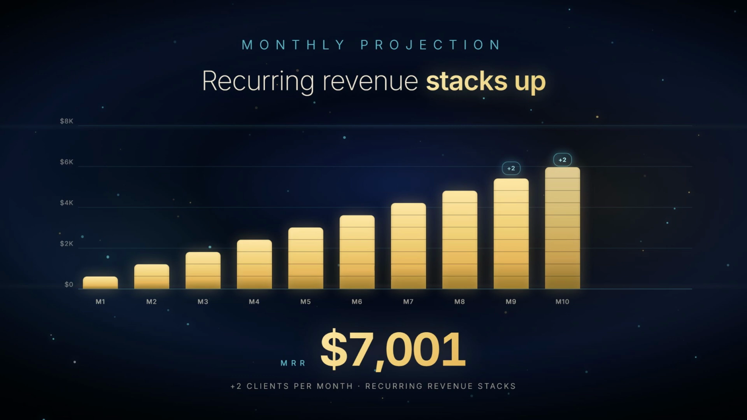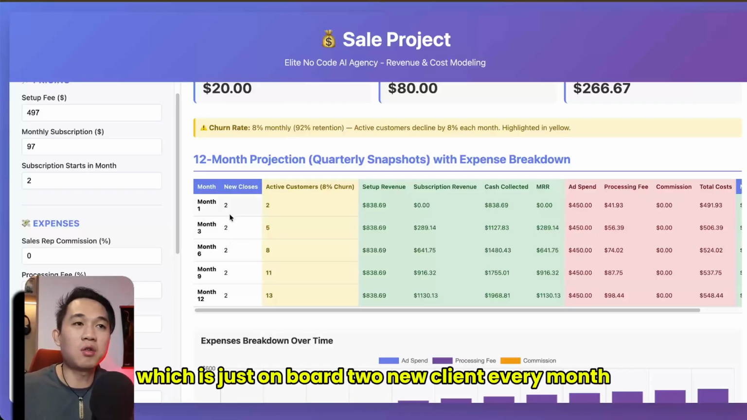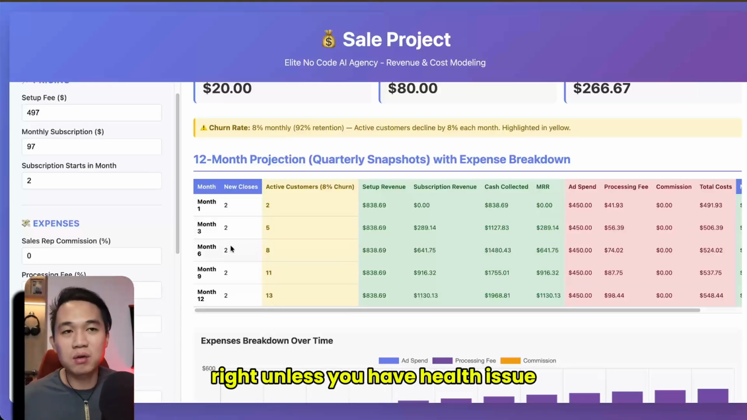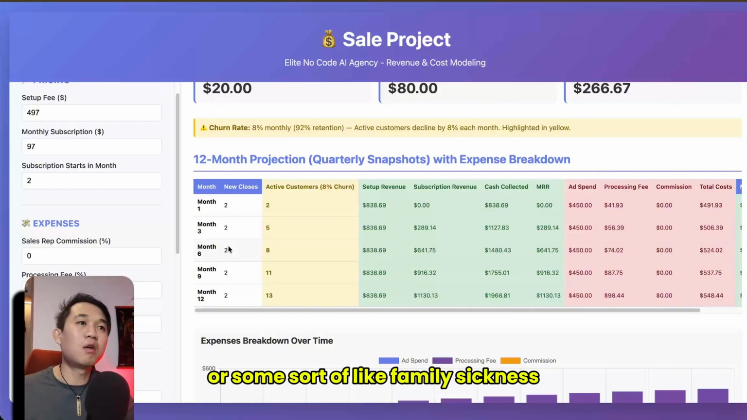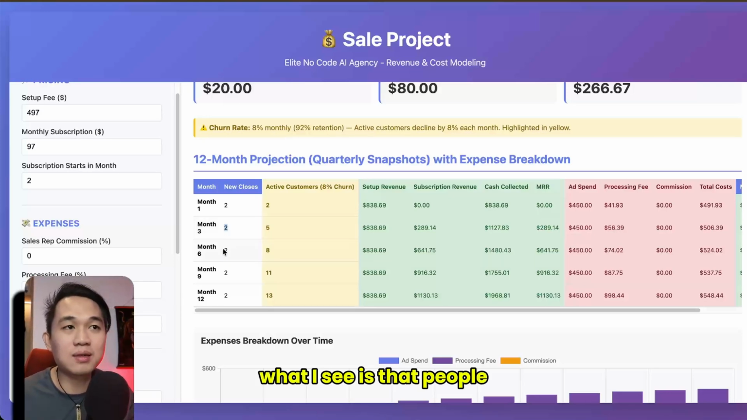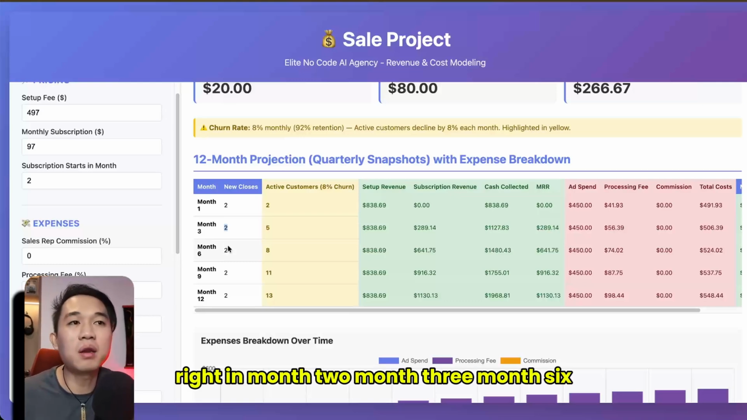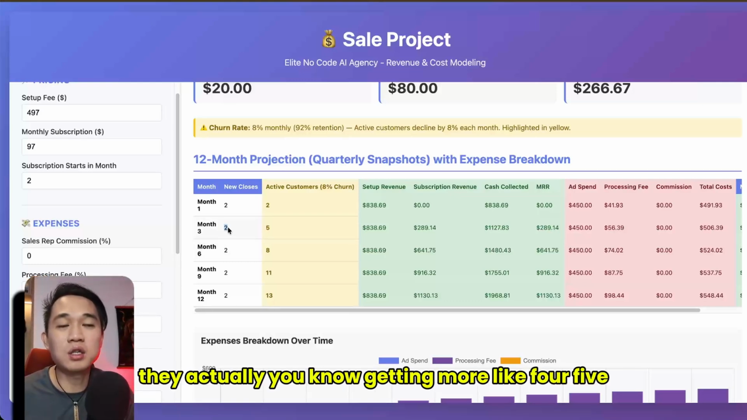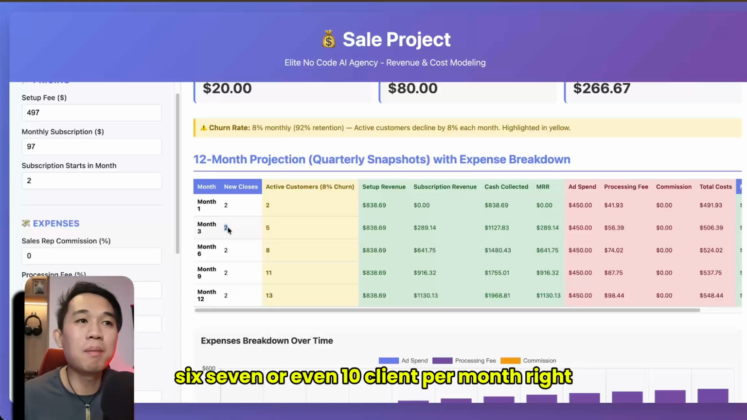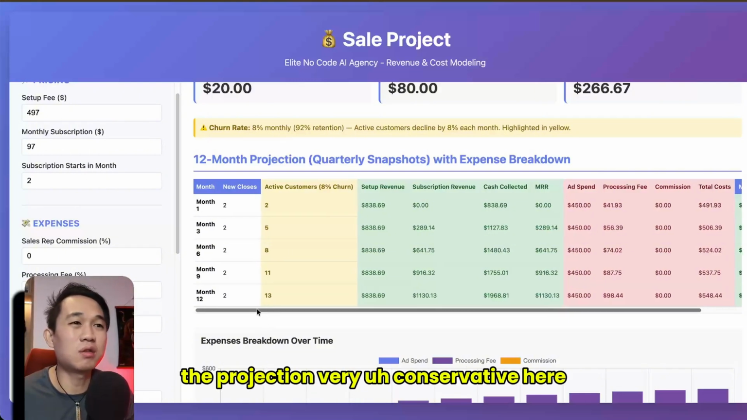to actually stack up. Because this is given that every month you stay very consistent and the same, right? Which is just onboarding 2 new clients every month, which is very rare, unless you have a health issue or some sort of family sickness. Typically, what I see is that people scale up more and more as time goes by. In month 2, month 3, month 6, they're actually getting more, like 4, 5, 6, 7, or even 10 clients per month, right? So this is just keeping the projection very conservative here.